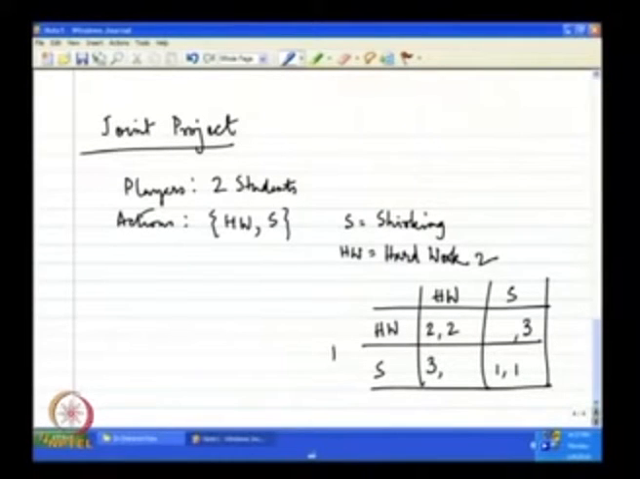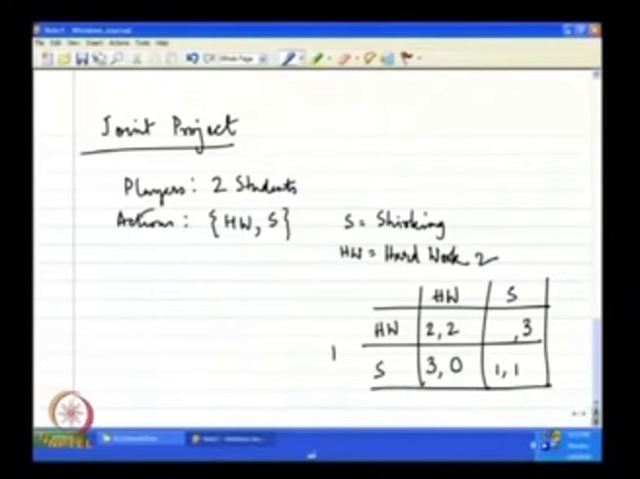If he shirks, he is better off compared to the case when he is working hard, provided the other player is working hard. What about the player who is working hard whereas his partner is shirking? Then it is the worst possible thing for him, because firstly the project quality is bad. Secondly, which compounds this situation even further, he is now feeling cheated, he is now feeling exploited. So, here I shall put 0.